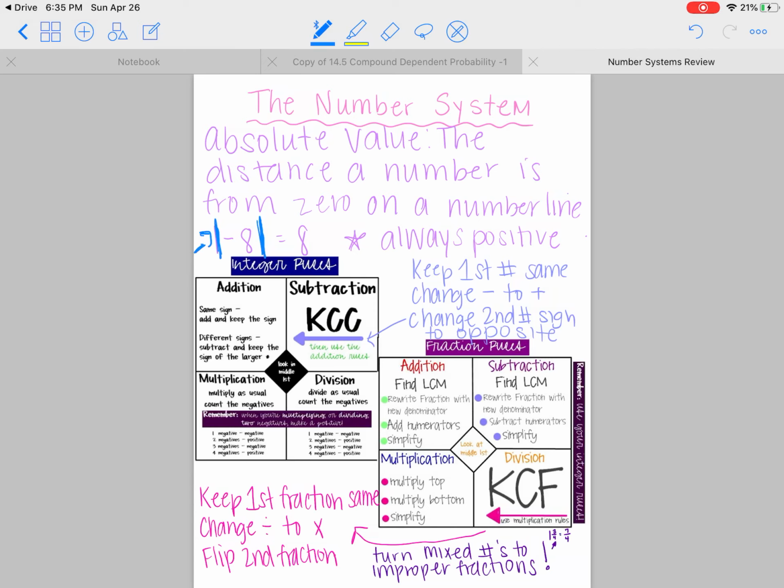Hi guys, today we're going to talk about the number system. I'm going to review some notes that you can look over and look back at while you're doing your homework and before you do your homework.